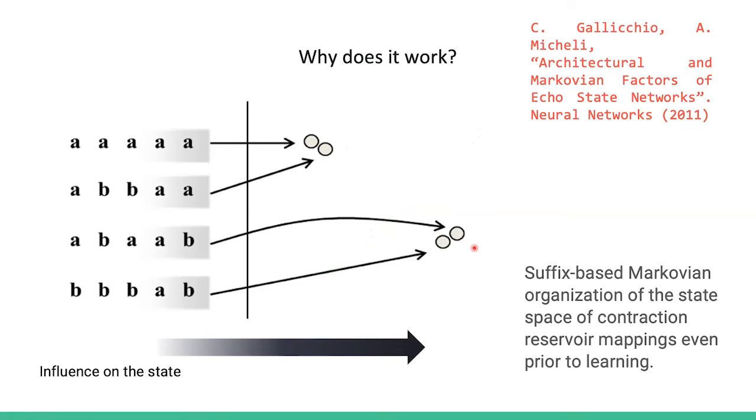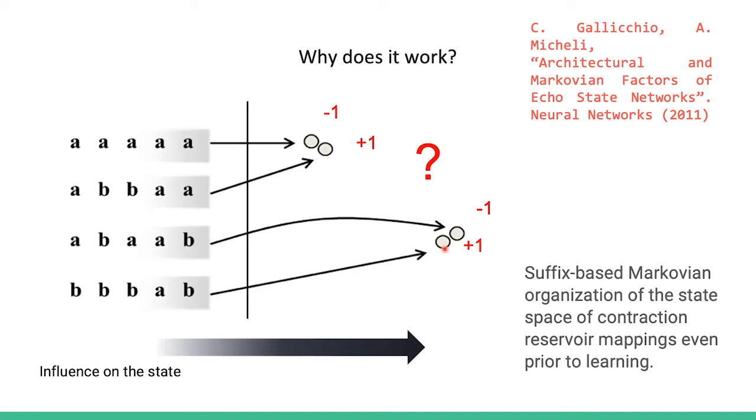But what happens, on the other hand, if I have a situation that is different, where my task is not in line with this Markovian organization of the state space? So for example, this is negative, this is positive, this is negative, this is positive. Then it becomes a lot more complicated for the linear regressor or the linear classifier to solve the problem appropriately.